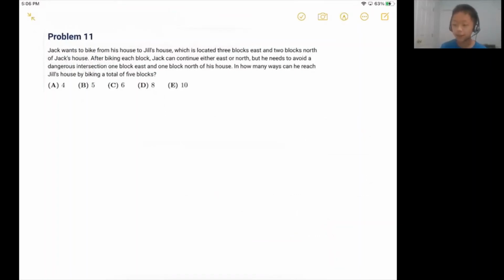Question 11 is an example of a grid walking problem. In this question, Jack wants to bike from his house to Jill's house, which is located 3 blocks east and 2 blocks north of Jack's house. After biking each block, Jack can continue either east or north, but he needs to avoid a dangerous intersection 1 block east and 1 block north of his house. We want to know how many ways he can reach Jill's house by biking a total of 5 blocks.